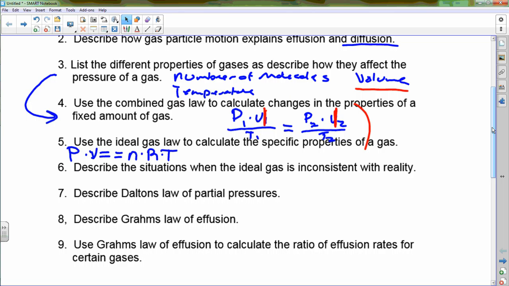Okay, so we use the combined gas law for changing gases. This is for a single situation. That's probably the biggest thing you have to keep track of.